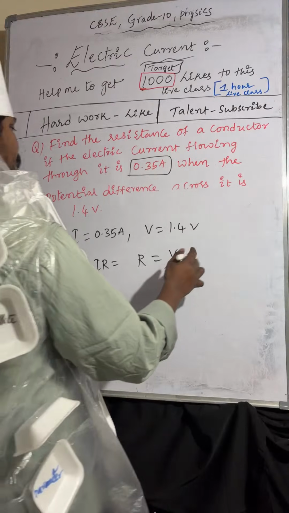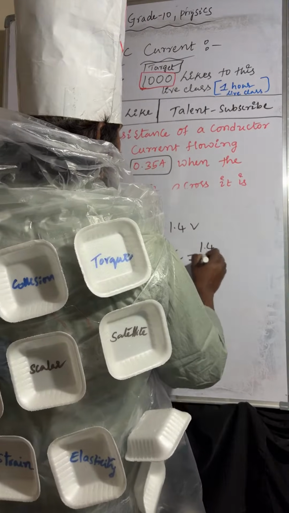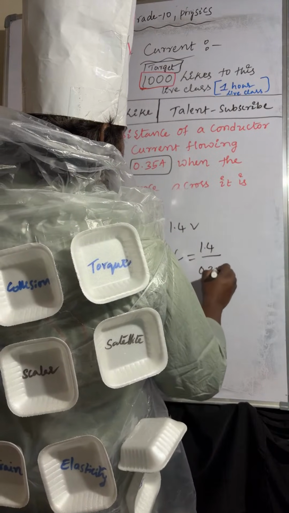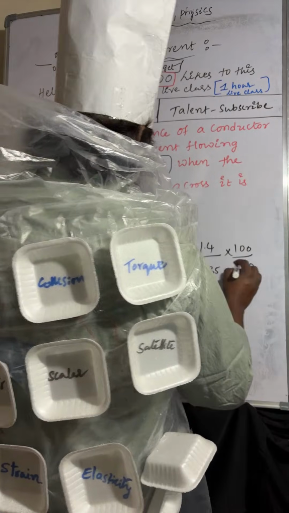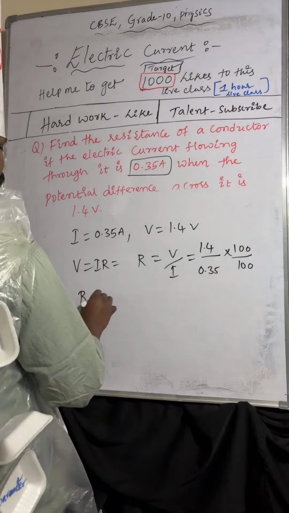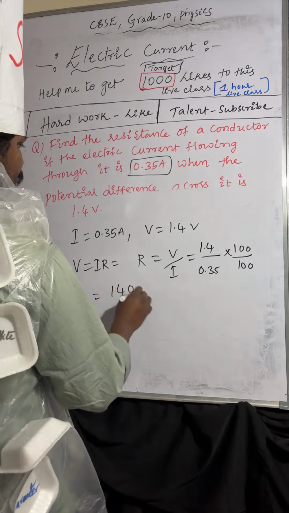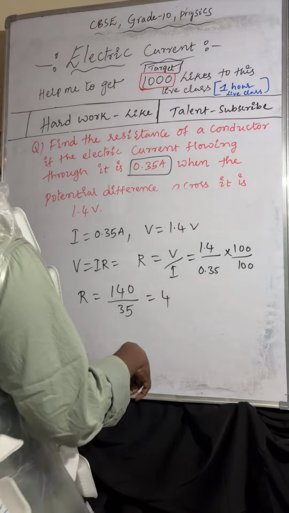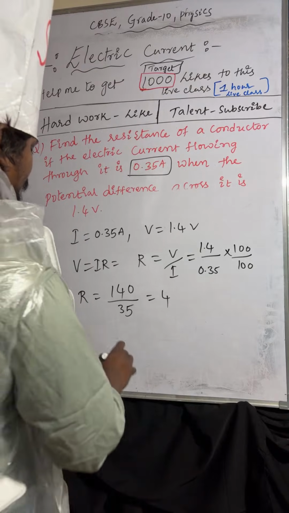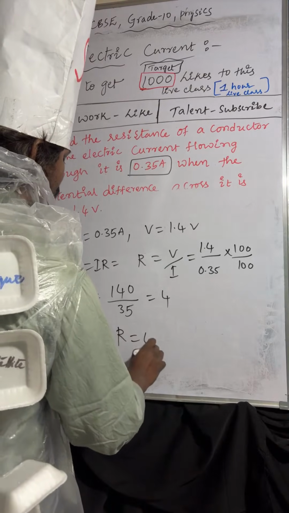So here you can see R equal to 1.4 by 0.35. So multiplying by 100, I'll get R equal to 140 by 35, which is 4. So R equal to 4 ohm.